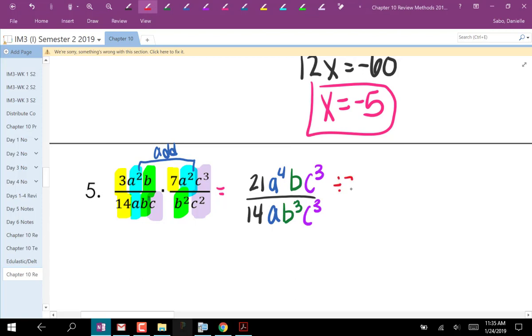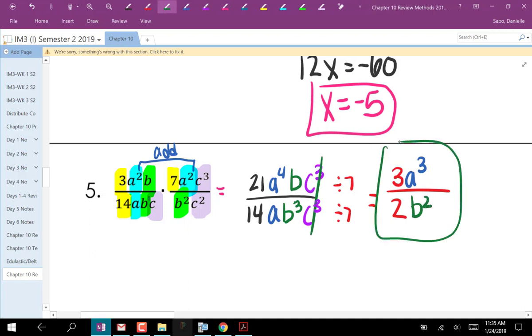You divide by 7 on the top and bottom, and you get 3 over 2 for sure. And then let's figure out where our variables go. I have 4 a's on top, 1 on bottom. How many's left and where is it? 3 on top. Very good. You're subtracting the exponents here. So I have a to the third. I have 1 b on top, 3 on bottom. How many's left and where is it? 2 on the bottom. Very good. And then look, gone. We're done.